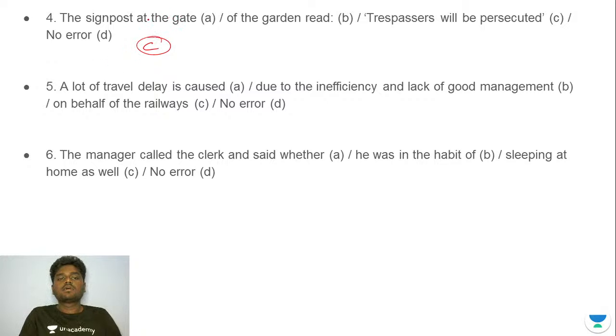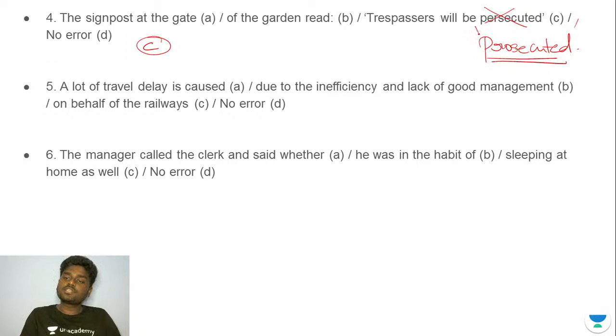The signpost at the gate of the garden read, trespassers will be, it's not persecuted, it is prosecuted. The term should be replaced with prosecuted. Prosecuted means the trespassers will be brought before the law of court. Okay, that's what it means. And what for the fifth one, guys? Good going. Fifth one.